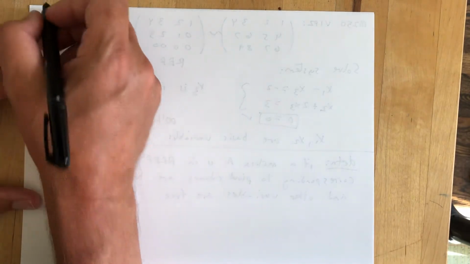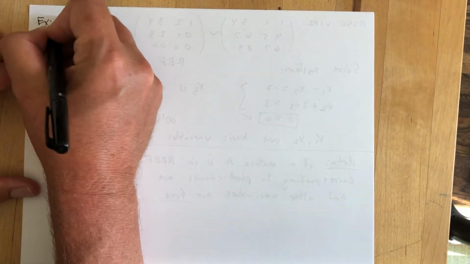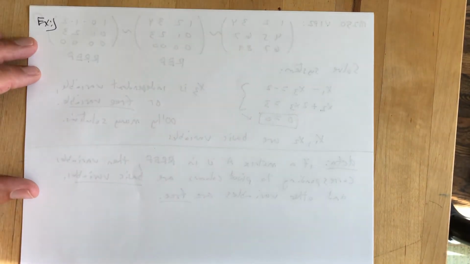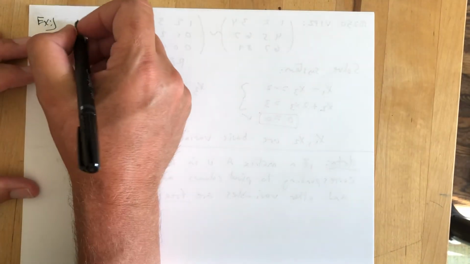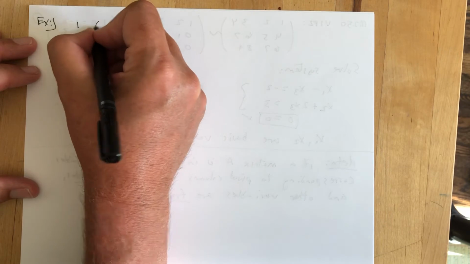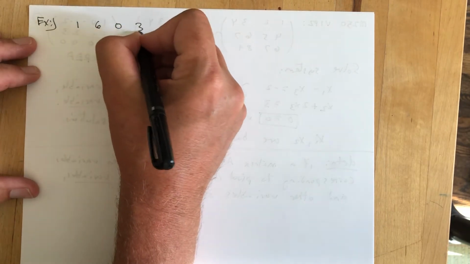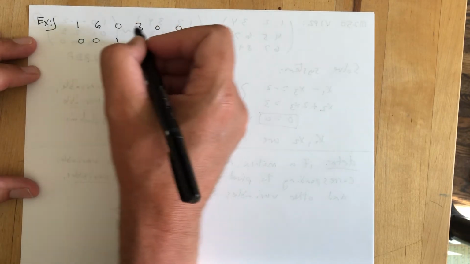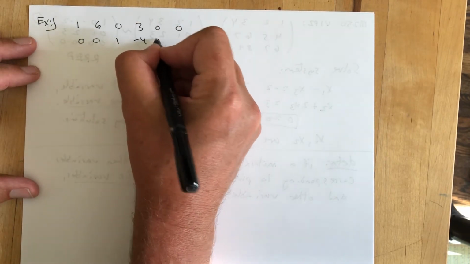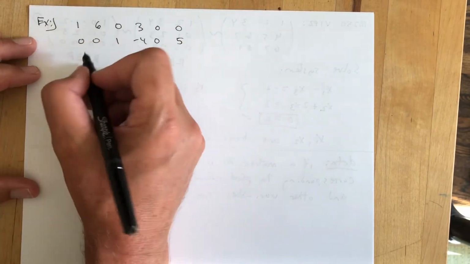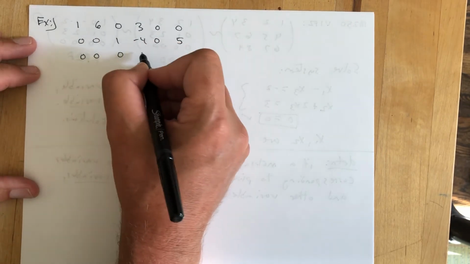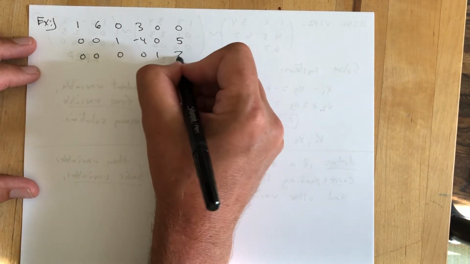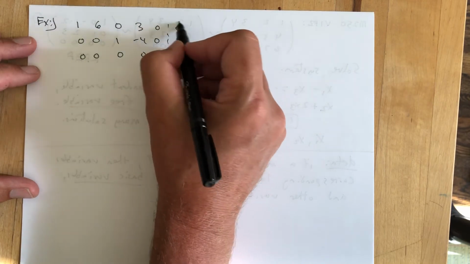Okay, so let's say we have some matrix. It's 3 by 6. Okay. And the row reduced echelon form comes out to be 1, 6, 0, 3, 0, 0, 0, 0, 1, minus 4, 0, 5, 0, 0, 0, 0, 1, 7. Okay.